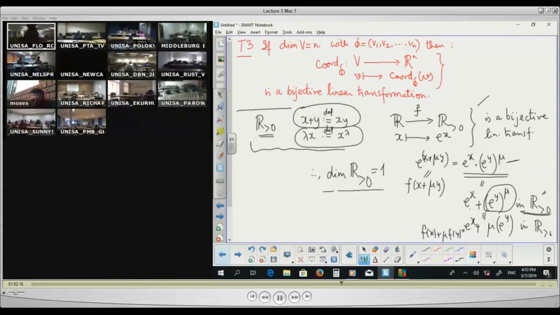Step by step, slowly. So in our positive reals, this statement actually means this line, right? And what does this statement mean? This is nothing else but f(x) plus mu times f(1). So that shows that this function is a linear transformation. Slowly.